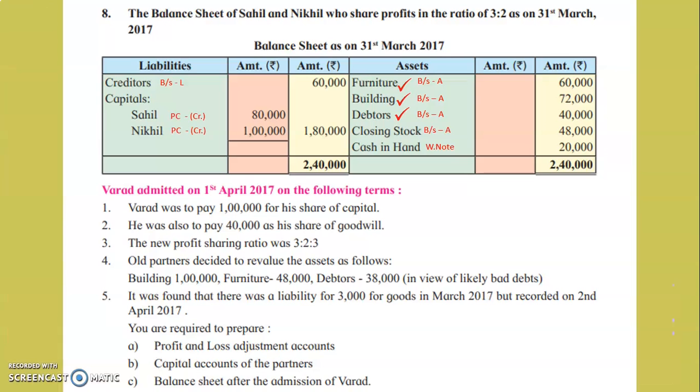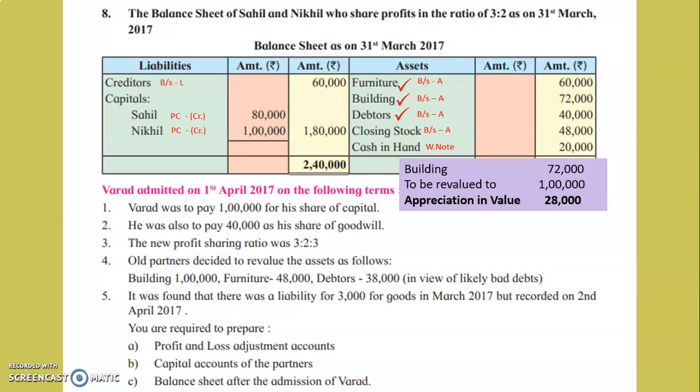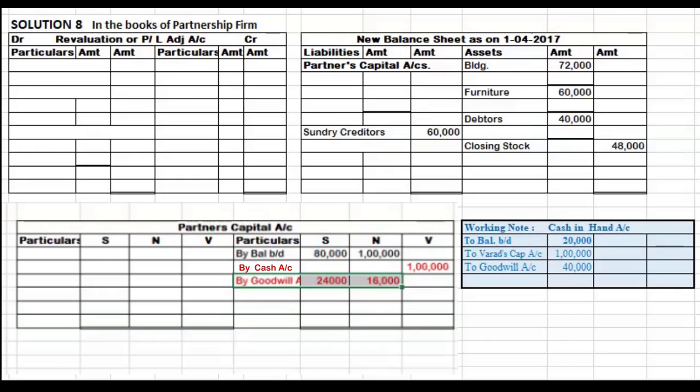Then the fourth adjustment, the partners decide to revalue the assets. Building. The value of building in the books is 72,000 and now it has to be revalued to 1 lakh. That means there's appreciation in the value of this asset, 28,000. So we add this 28,000 in building to bring the value of building to rupees 1 lakh. And since this is an increase in the value of asset, we record this 28,000 on the credit side of profit and loss adjustment account.